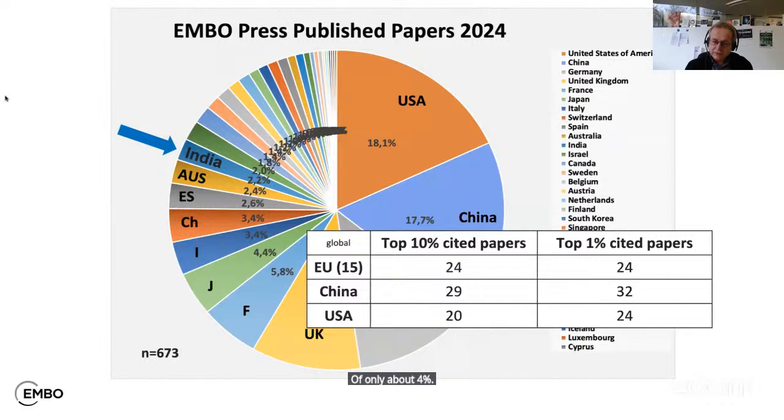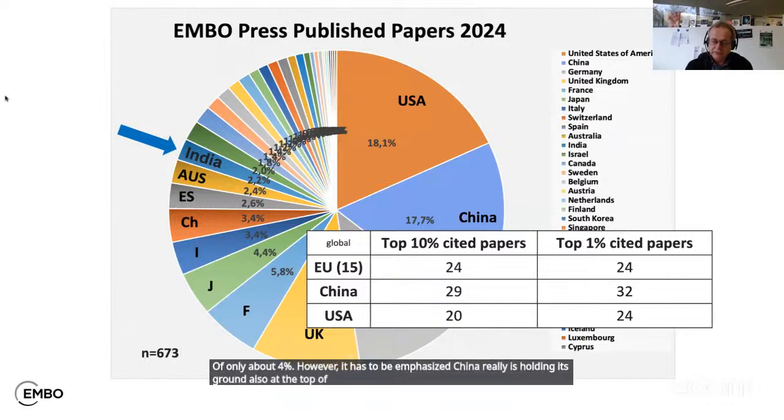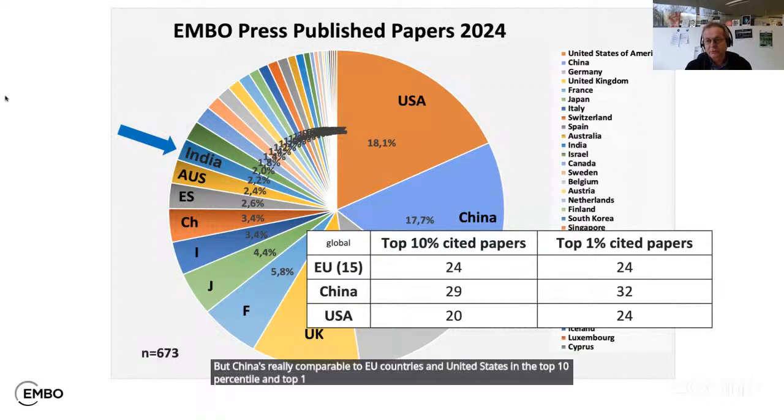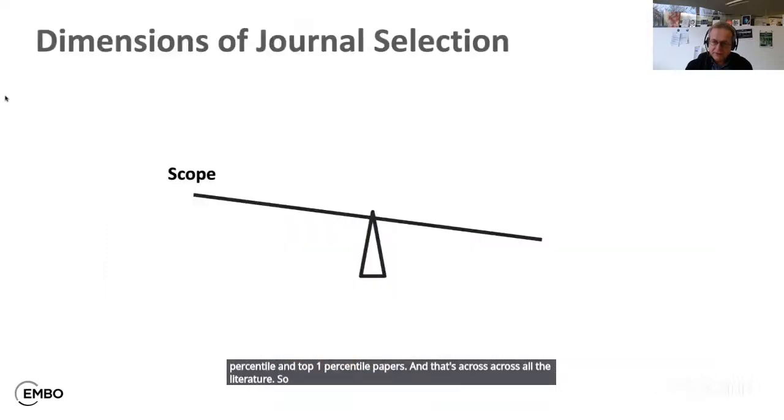However, it has to be emphasized, China really is holding its ground also at the top of the scientific field here. For better or worse, let's look at citations. We're going to come back to how useful citations are in a minute. But China's really comparable to EU countries and the United States in the top 10 percentile and top 1 percentile papers, and that's across all the literature. So it's doing really well now in science.